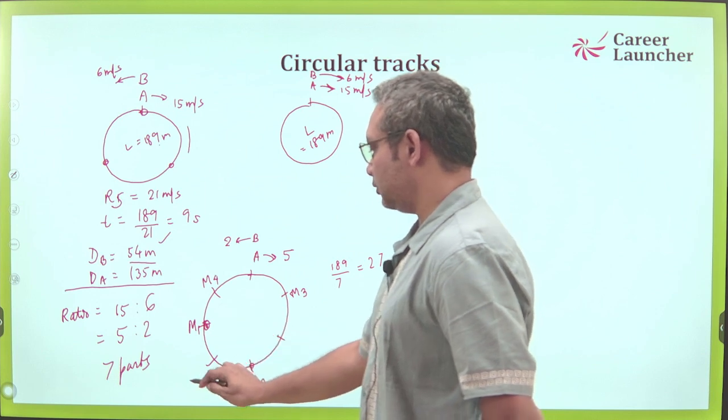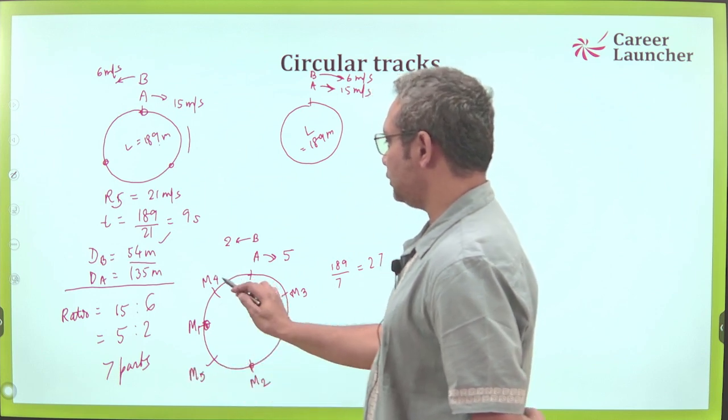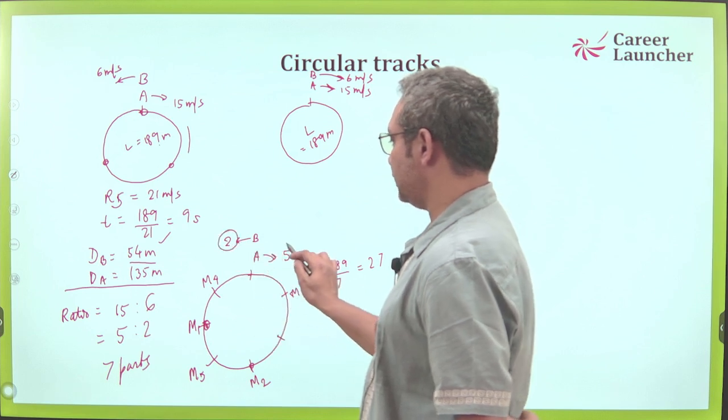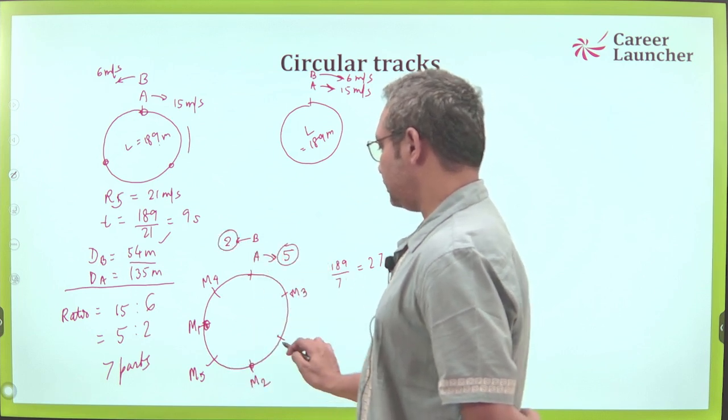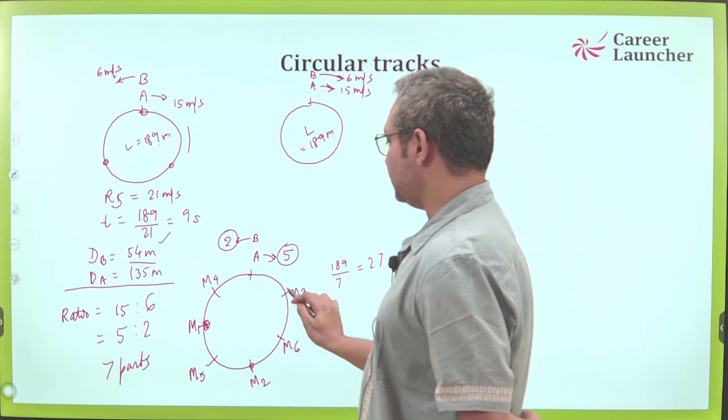Fifth meeting would go there. Every time I am just counting 2 units for B, right? Because B is basically 2, A is 5. Fifth, this is the 6th meeting, and then the 7th meeting.